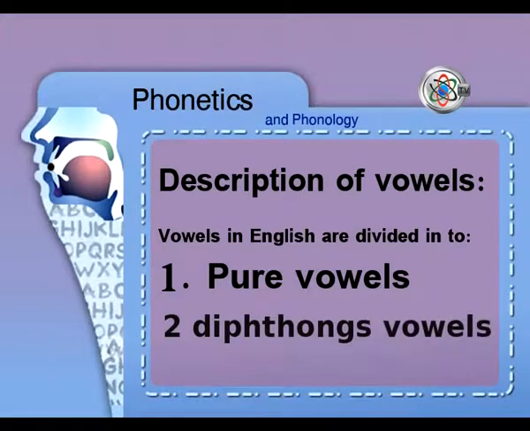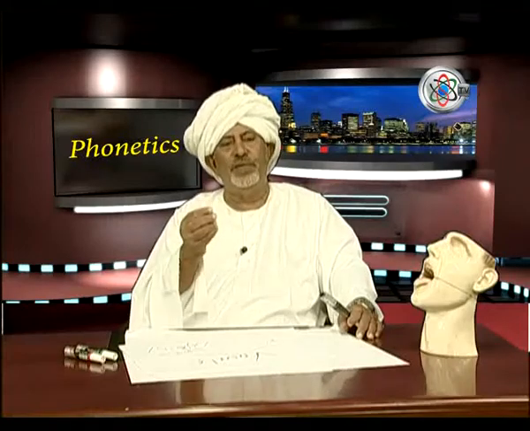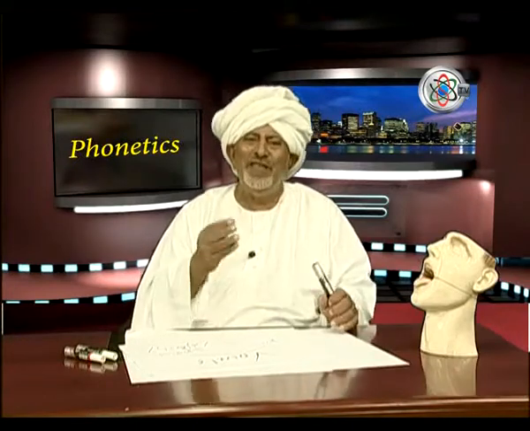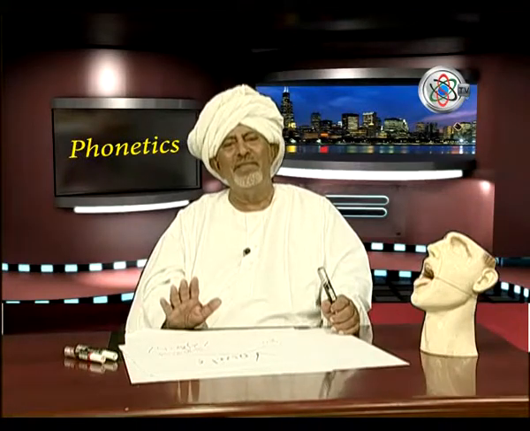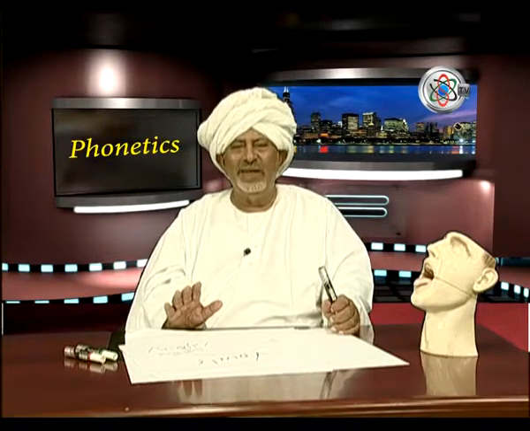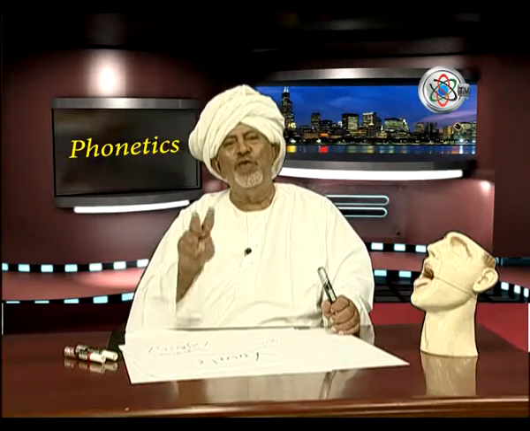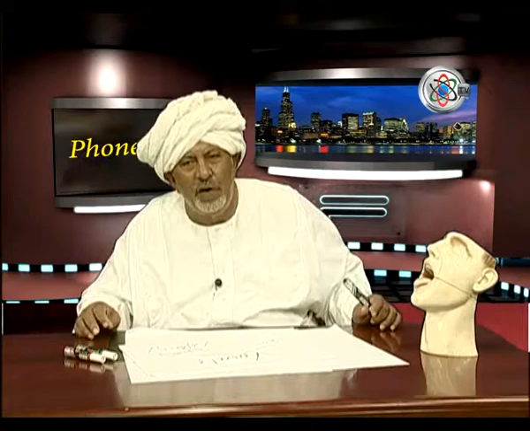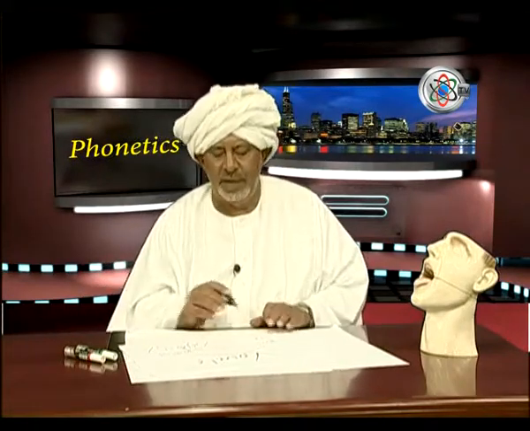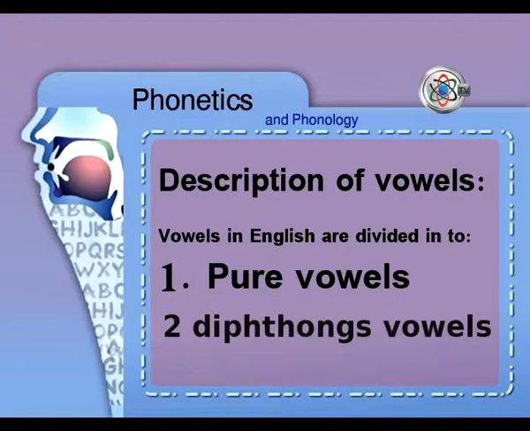In phonetics, diphthong. So what's a diphthong? A diphthong is a combination of two vowels in one and the same syllable with one and the same puff of air, like I, oi, ear. You have a combination of two vowels in one and the same syllable with one and the same breath or puff of air. We have got 12 pure vowels in English and 8 diphthongs.